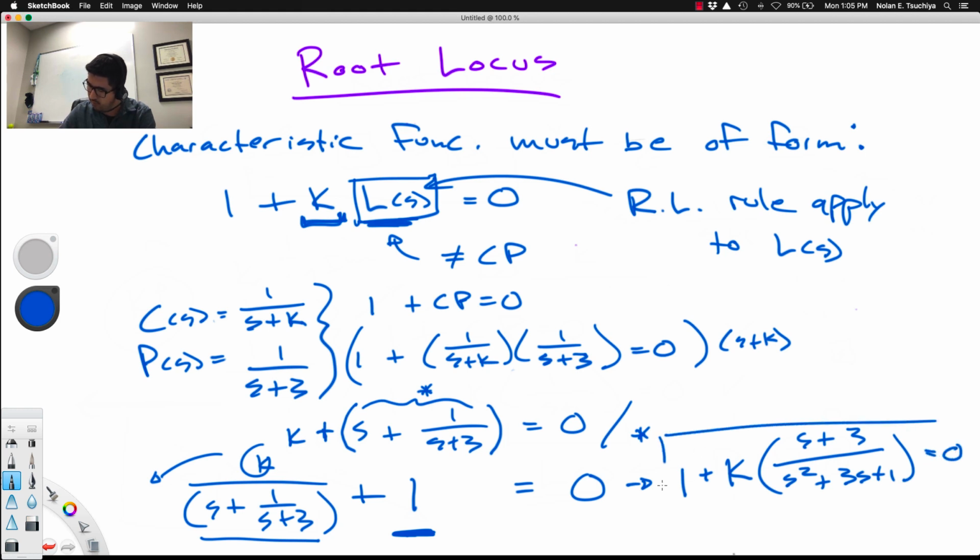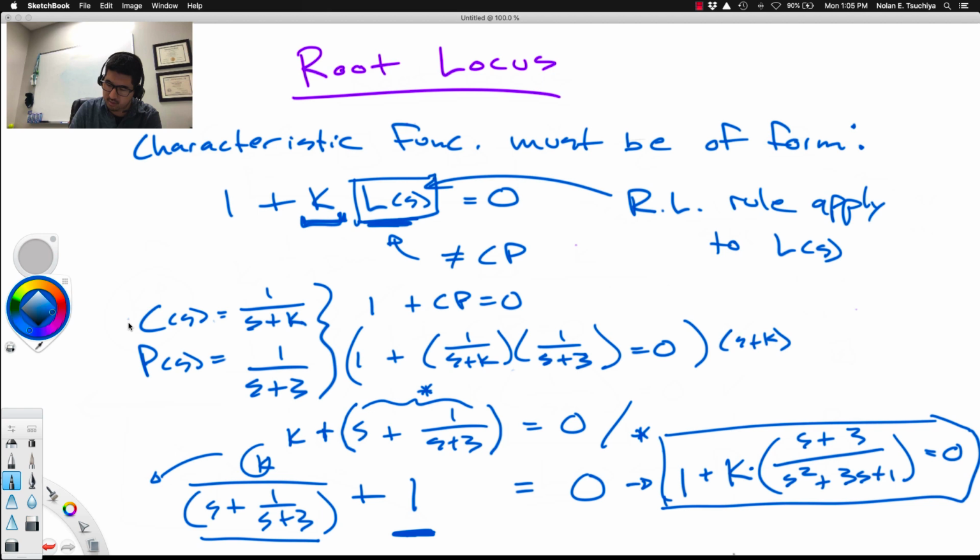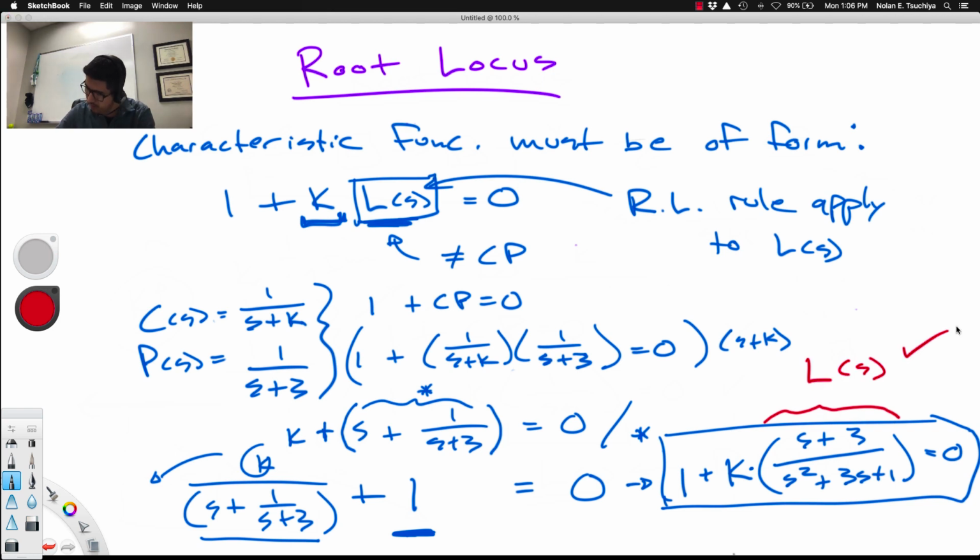And now we have it in the proper form of 1 plus k by itself times a bunch of other stuff. Okay, and the important thing here is that this bunch of other stuff right here in that parenthetical becomes the L of S that we're going to apply the rules of the root locus for, right? This L of S and the rules that I'm about to show you will allow us to sketch that plot of the S-plane with those branches going around in different directions, which ultimately becomes a very useful analysis tool.